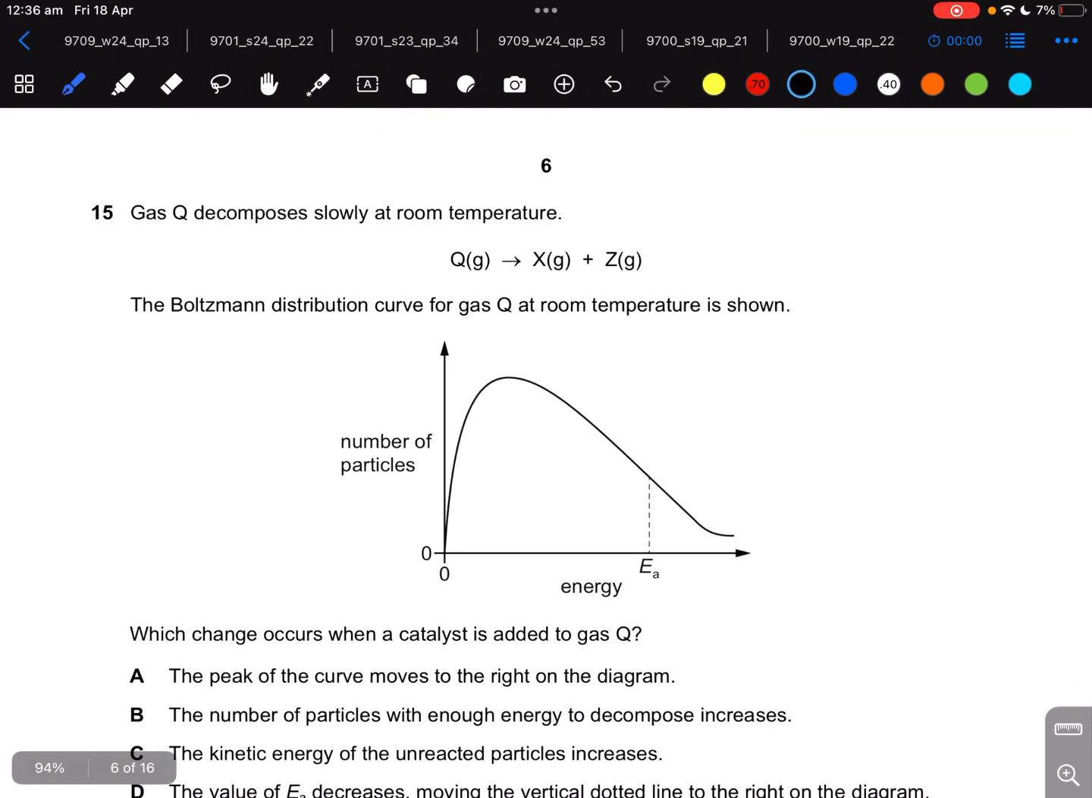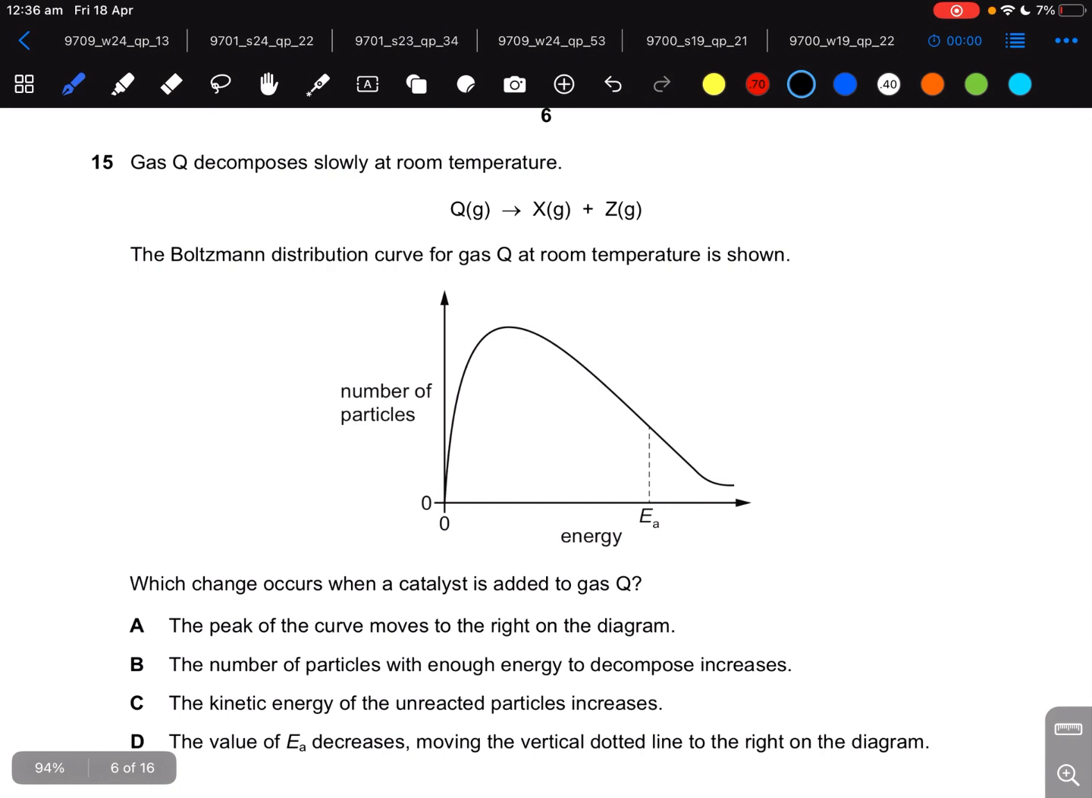I'm going to solve till here, because first of all it's getting late, second of all my iPad's dying. Gas Q decomposes slowly at room temperature. The Boltzmann distribution curve for gas Q at room temperature is shown. Which change occurs when a catalyst is added?